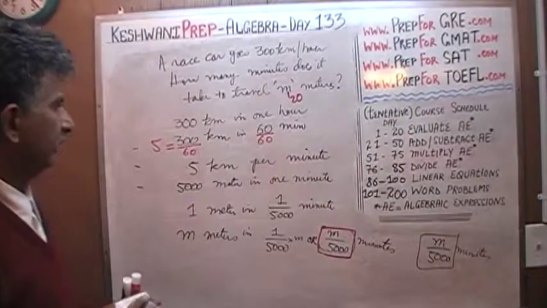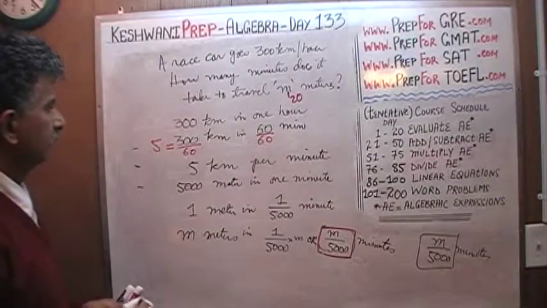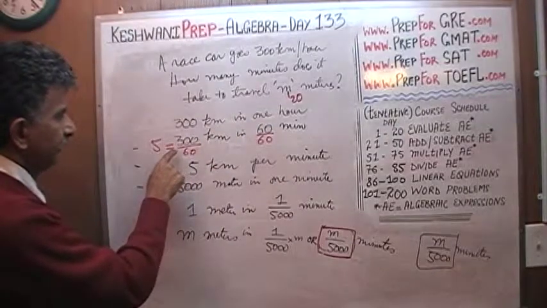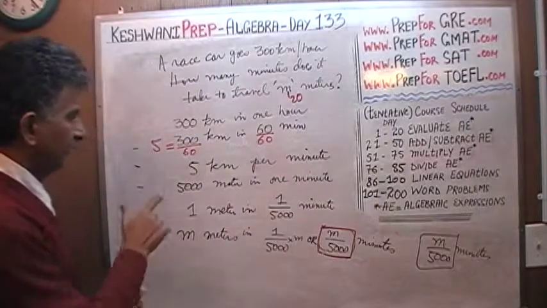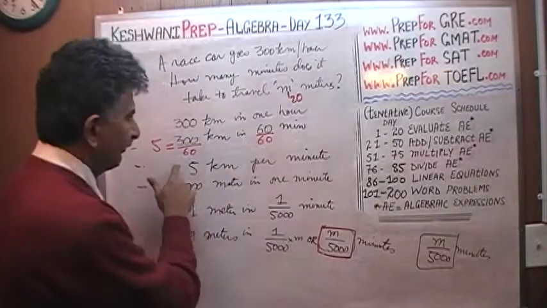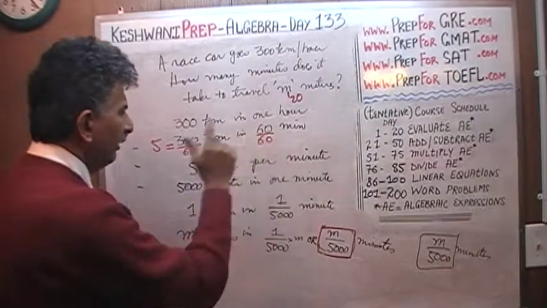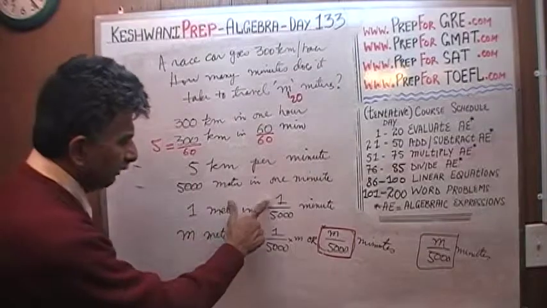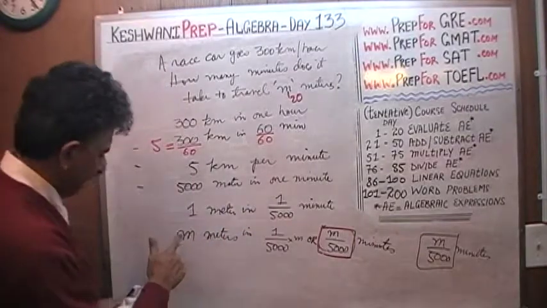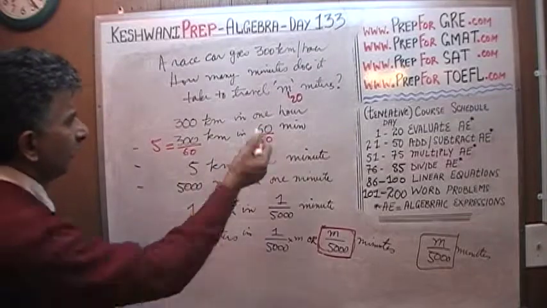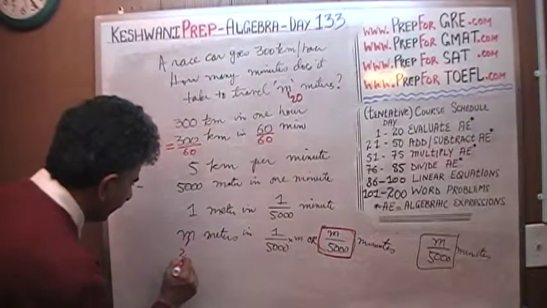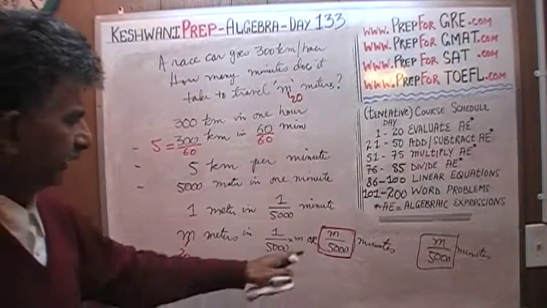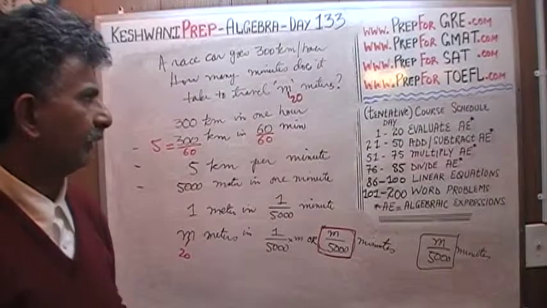I need the room, so we need to raise everything so that we can do our work. So he's going 300 kilometers in 1 hour, which means he's going 5 kilometers in 60 minutes. 5 kilometers in 1 minute. 5,000 meters in 1 minute. 1 meter in 1/5000 of a minute, and therefore all of this will stay the same. All we have to do is put a 20 here: 20 meters in 20 times the amount. It is 20/5000. That's all it is.